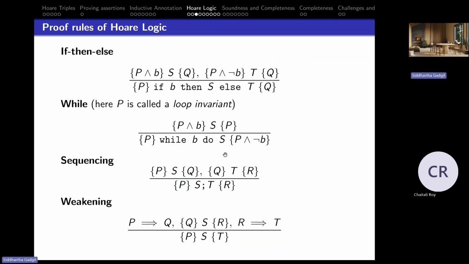The if then else you already saw. So the while loop is the interesting one. I want to prove something like while B do S for this while statement. I want to show that if I start in a state satisfying P, then I will come out in a state satisfying P and not B. Then here's the question.